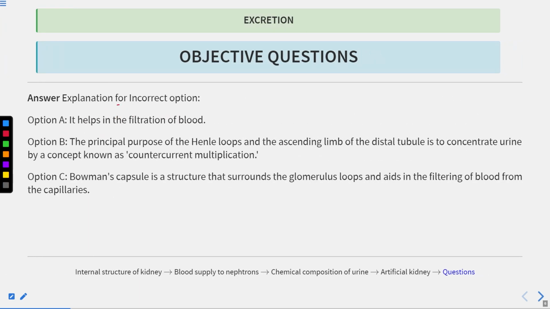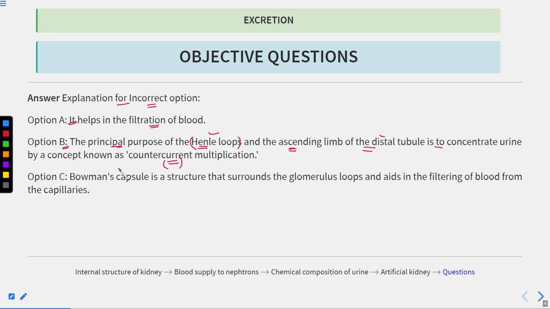Now the explanation for the incorrect options. Option A was not correct because the glomerulus helps in the filtration of the blood. Option B, what is the principal purpose of the Henle's loop and the ascending limb? The ascending limb is the ascending loop of Henle, and we have the ascending limb of the distal tubule also. The function of Henle's loop and distal tubule is to concentrate the urine by a concept known as counter current multiplication.